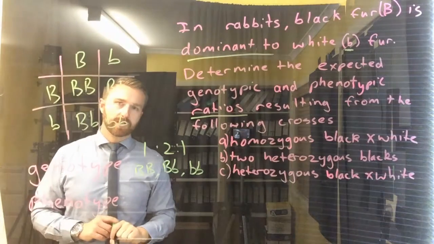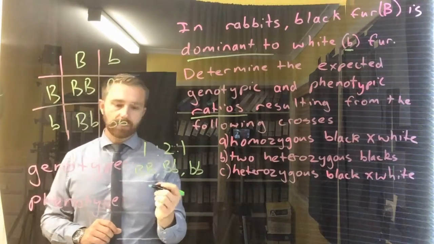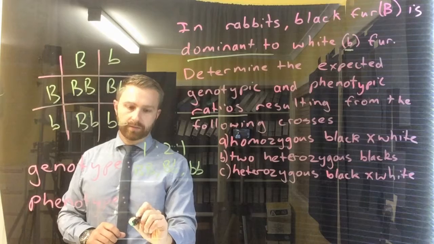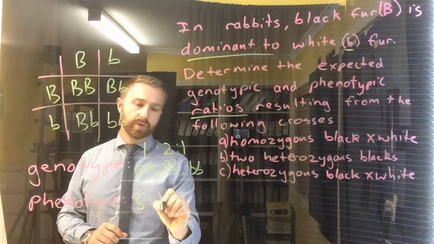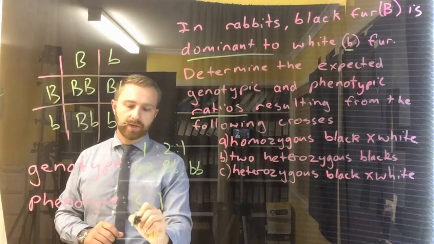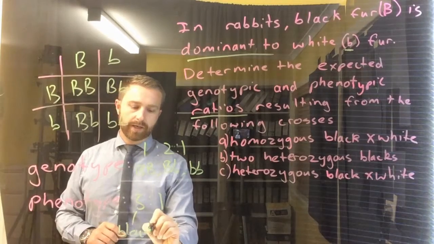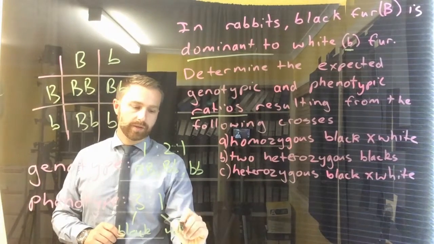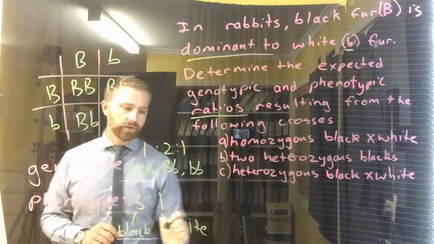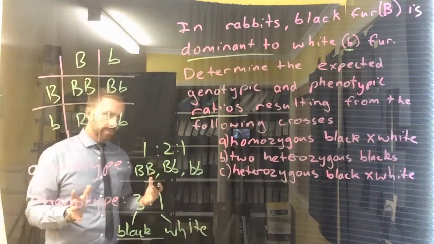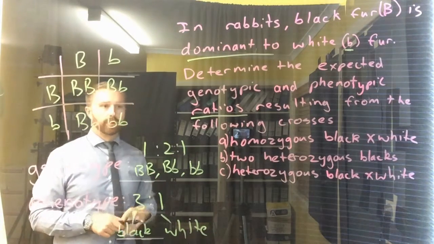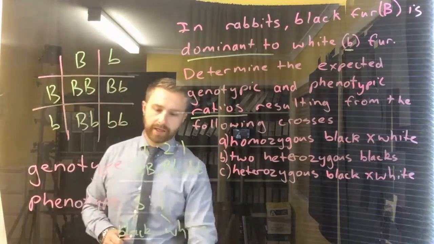And the phenotype ratios would be 3:1, because we're going to have 3 which will be black, and 1 which will be white. So that is how part B works. So we'll rub this off and we'll do part C.